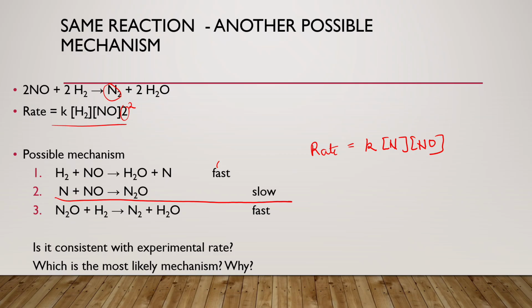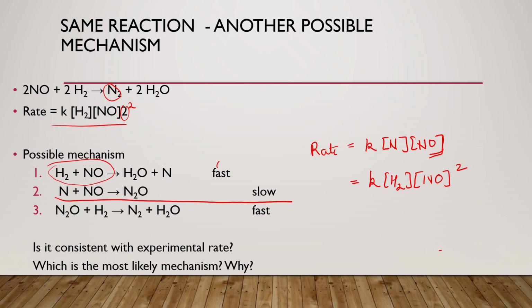So that intermediate was itself created from one entity of H2 and one entity of NO. So instead of writing this, we have K times H2, and since there was one NO already present, this becomes NO raised to the power 2. So this mechanism is also consistent as far as the rate equation is concerned. But which of the two mechanisms that we have seen, the one before or this one, do you think is a more likely mechanism? I'd like you to think for a minute. Pause the video when you're thinking, and then continue when you think you have an answer.